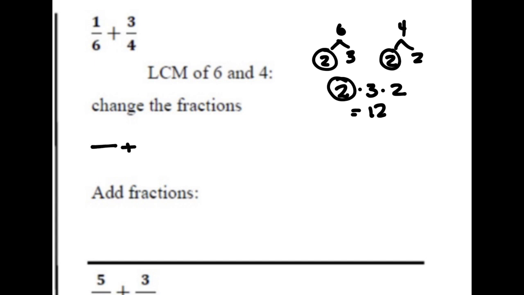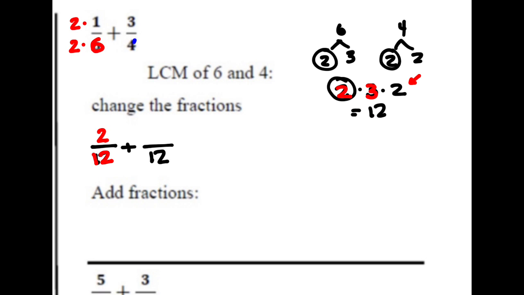So now I'm going to change both fractions to 12s. So 6 is 2 times 3. It's missing a 2. So I'm going to times by 2, top and bottom, because I want to get a 12. 6 times 2 is 12 now, right? So 2 times 1 is 2. That's going to go on the top.